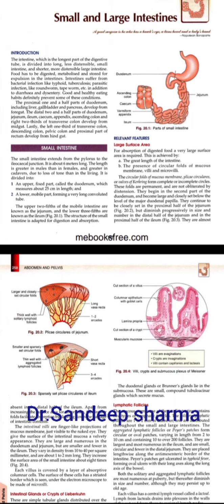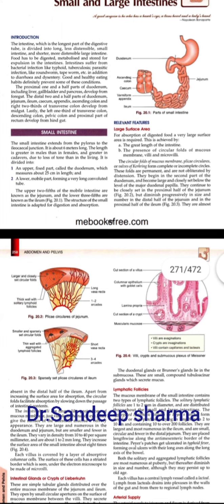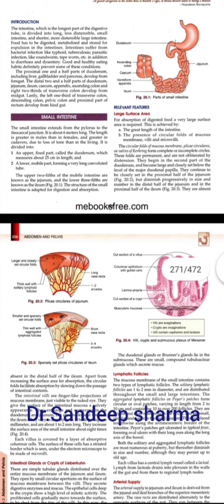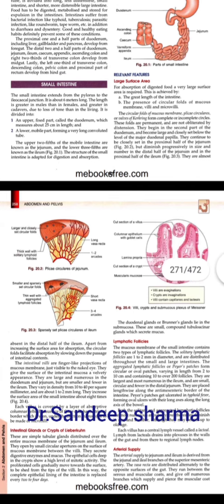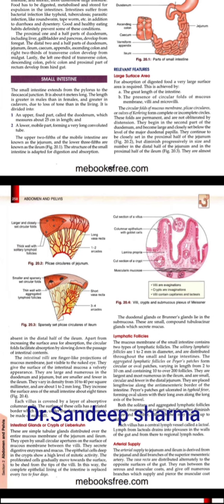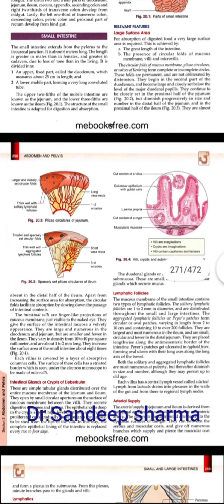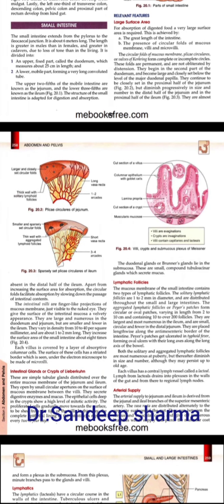They begin in the second part of the duodenum and become large and closely set below the level of the major duodenal papilla. You should keep in mind that the large surface area is responsible for digestion, and villi and microvilli are factors which again increase the surface area, and it will take a little bit more time to get that food digested in the intestine.